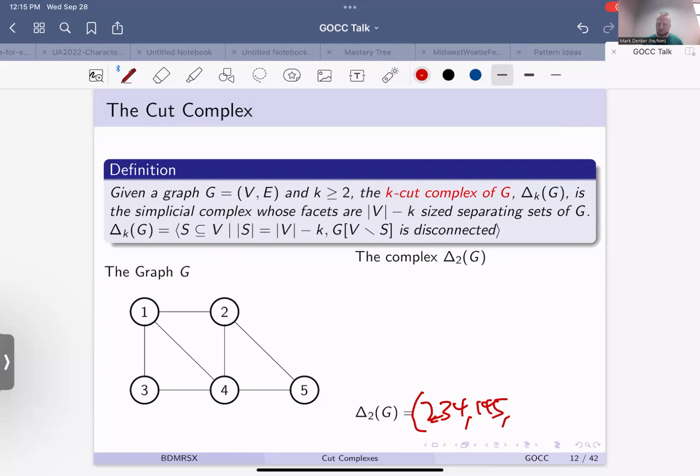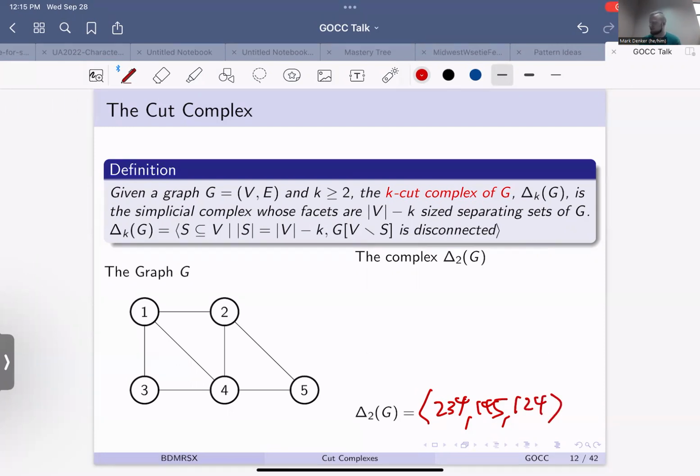And this is an audience participation point. What is the other facet of my complex? Okay, I'm seeing 1, 2, 4. So if I have 1, 2, 4, I'm missing the edge 3, 5. And yes, 3, 5 is a disconnected set. So 1, 2, 4 would be a facet of my complex.